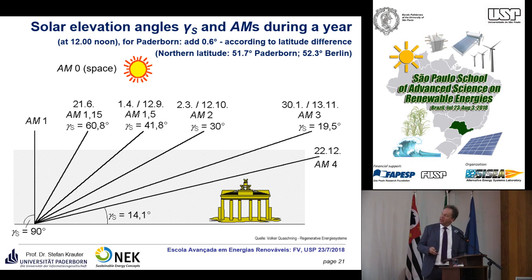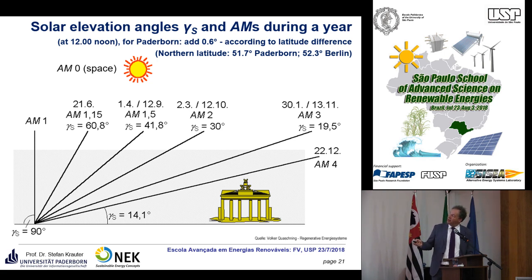This, for example, is for Berlin. So you see the different positions of the sun. In Sao Paulo, it doesn't differ so much, but in Berlin, in winter, for example, the sun is only 40 degrees above the horizon. So just this very red light during the winter time, and only for a very short period of time. This is the according air mass here.